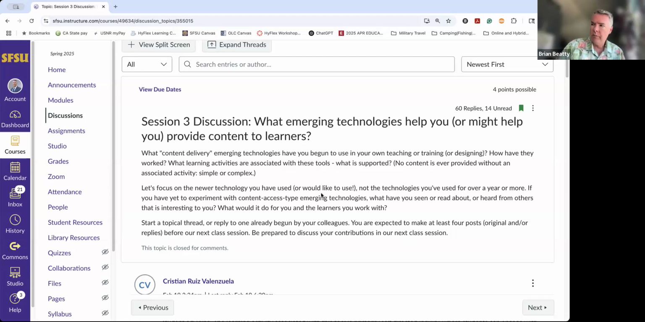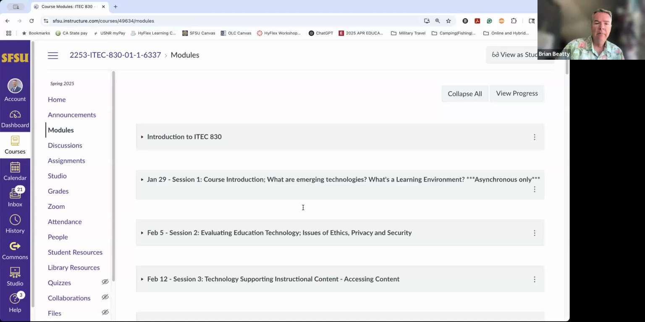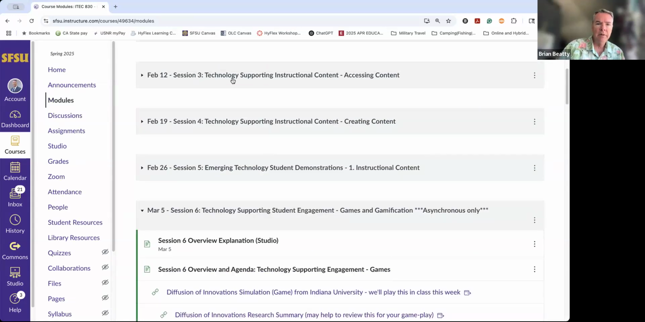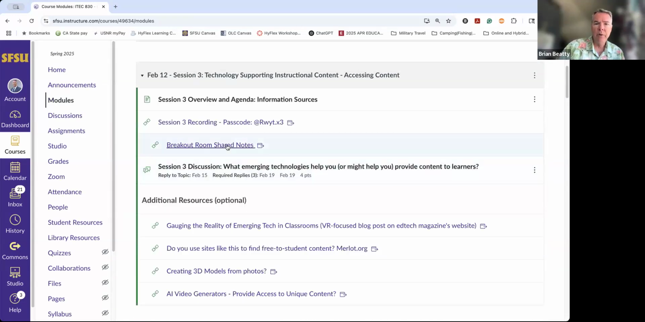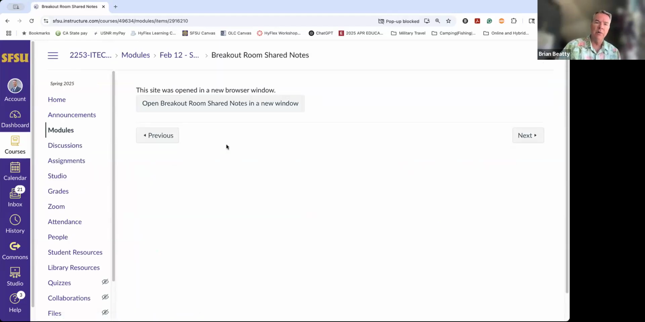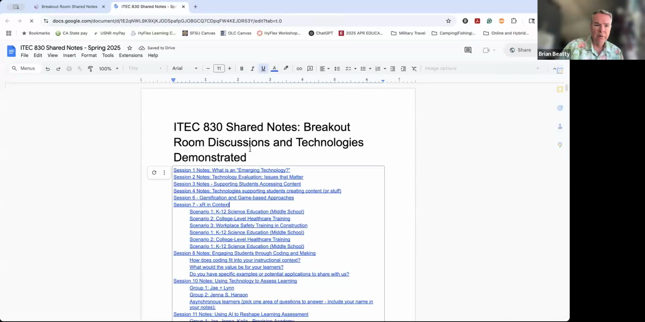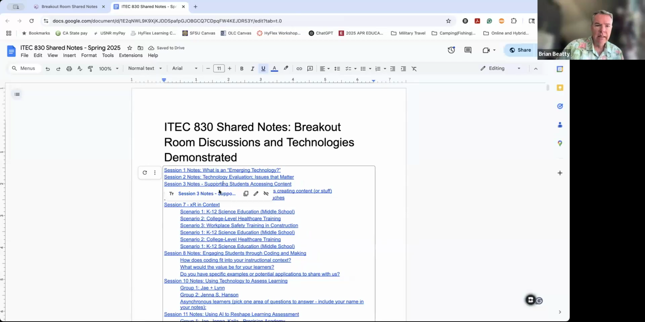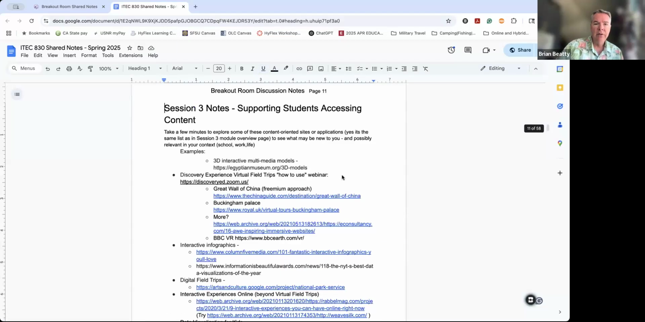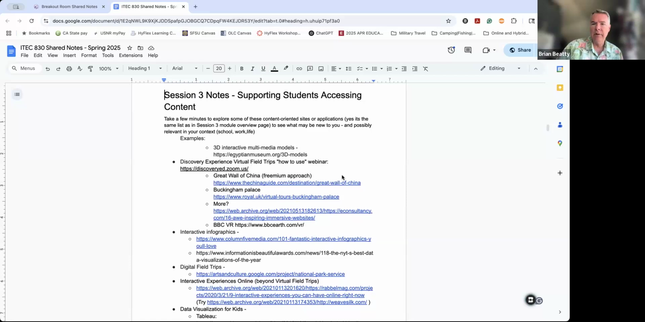Okay, so what's another way we do this? Well, another thing we do is breakouts in almost every class, not every class, but most classes. When we do breakouts, we fill out notes while we're doing our breakout, and we do these notes as a group. So, for example, for session 3, if I go to this element, these are some of the notes that were taken during that live session.